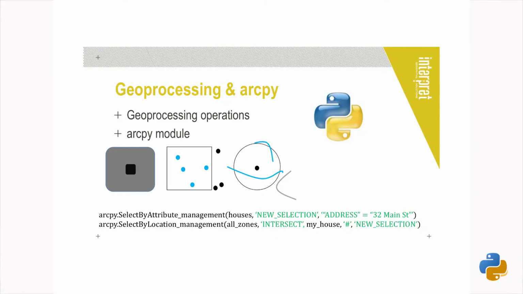The Select by Attribute tool selects all the data within a specified layer that returns true when evaluated against the expression in the parameters. In this case, we have a layer called Houses with an attribute called Address, and we want to select only the house that has the address 32 Main Street.